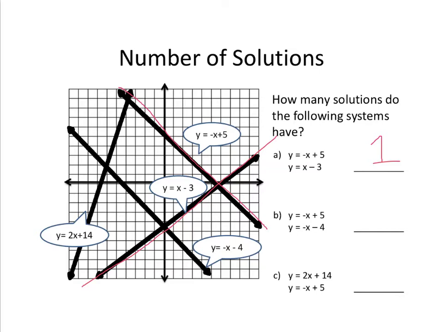For part B, we're going to find y equals negative x plus 5, and then the line for negative x minus 4 is right here. You see that these lines are parallel, which means no solution. And then the last one, choose a different color. 2x plus 14 is this line right here, and negative x plus 5 is this line right here. We see that in the purple they are intersecting one time.